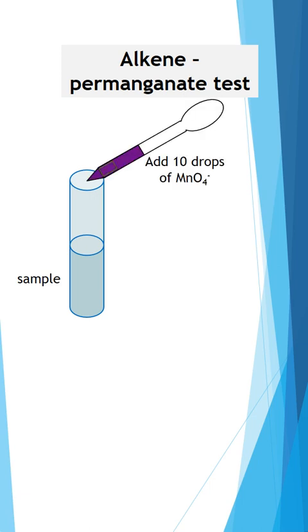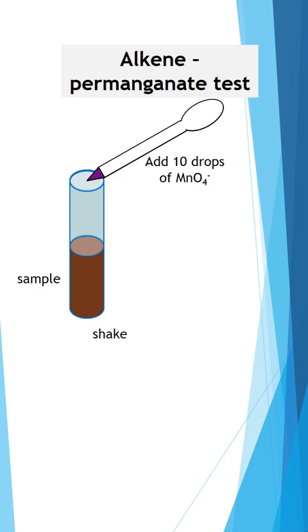Okay, let's just go over some tests for organic compounds. If we want to test for an alkene, we can carry out what's called the permanganate test. What we do is we take a sample and put some of the sample into a test tube. Then we add about 10 drops of permanganate, MnO4, and we shake.